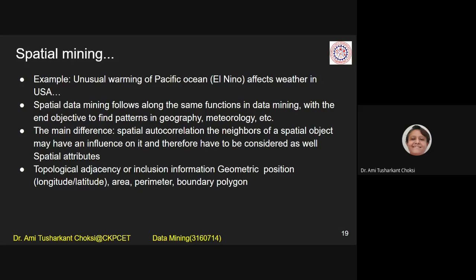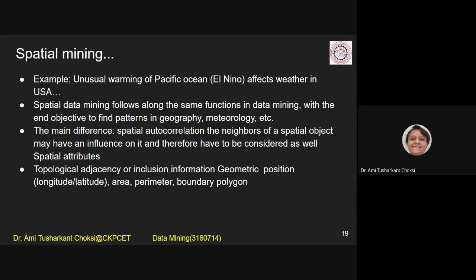Okay. So spatial data mining follows along the same functions as data mining, with the end objective to find patterns in geography, meteorology, etc. Then we can say the main difference is spatial autocorrelation. The neighbors of a spatial object may have an influence on it and therefore have to be considered as well. Spatial attributes. Okay.